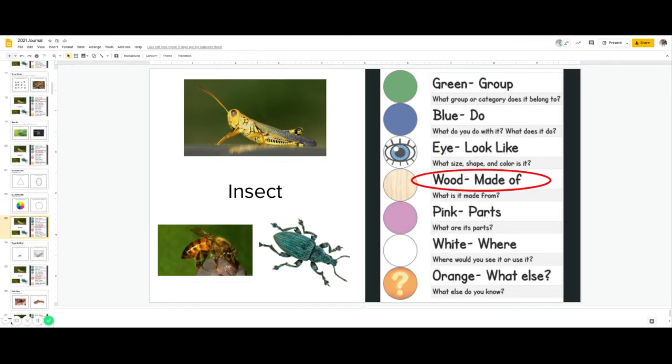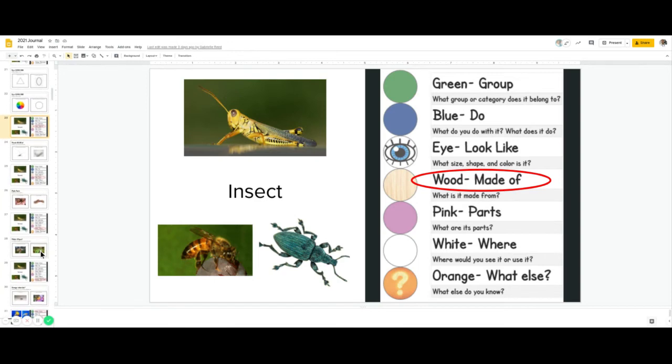Next, we're going to move on to wood. So what is an insect made of? What is it made of? Take a look at the different parts here. What parts does it have, or what is it made of? Does it have parts like a human? Are the outsides the same as a person? Think about that as you answer the question.